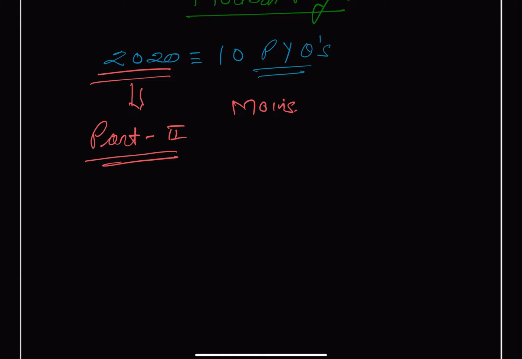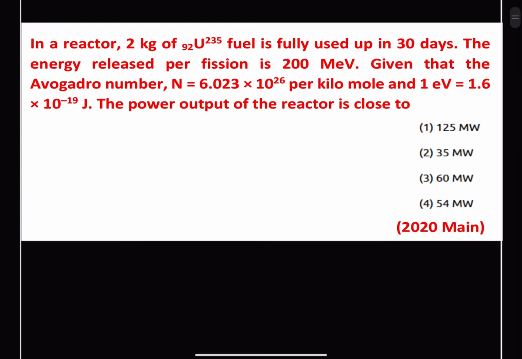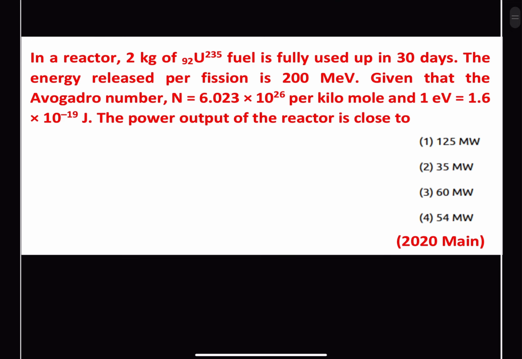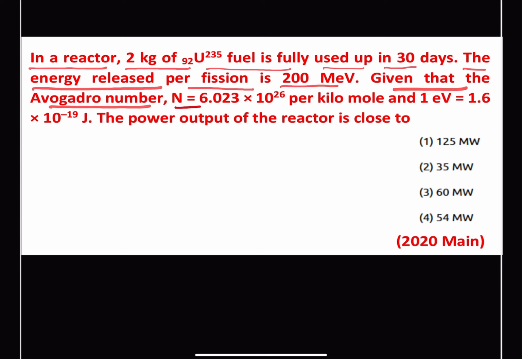Okay. So the first question states that in a reactor, 2 kg of 92U235 fuel is used up in 30 days. The energy released per fission is 200 mega electron volt. Given that Avogadro number N is 6.023 into 10 to the power 26 per kilomole, and 1 electron volt is 1.6 into 10 to the power minus 19 joule. The power output of the reactor is close to.